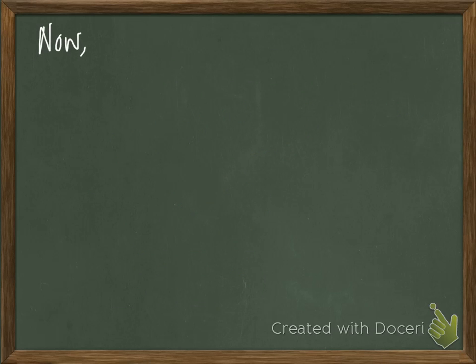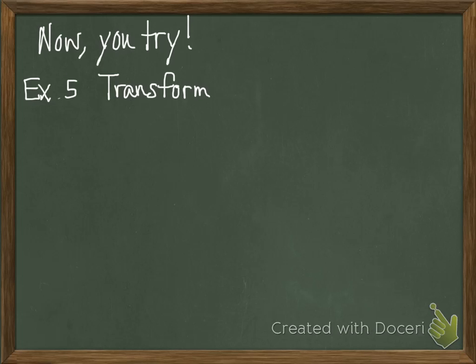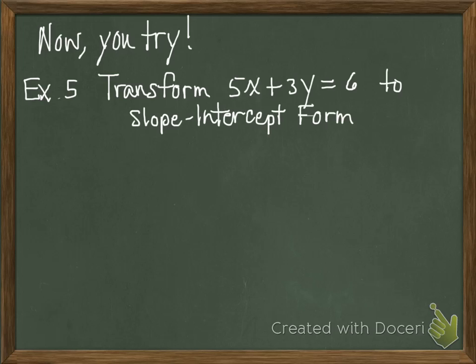Now I want you to try. Here's the equation I'm going to give you to work with. 5x plus 3y is equal to 6. I want you to convert that equation, or transform that equation, to slope-intercept form. That means solve for y. So pause the video, go write it down, solve for y. Isolate the y. Get y by itself.